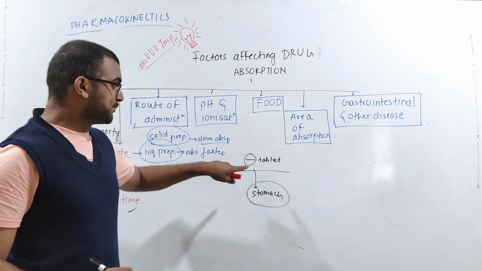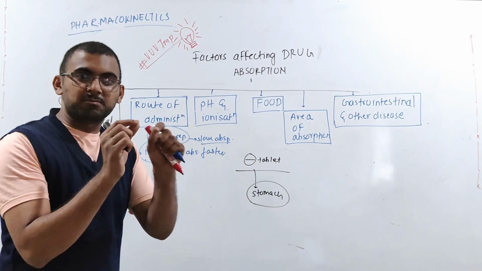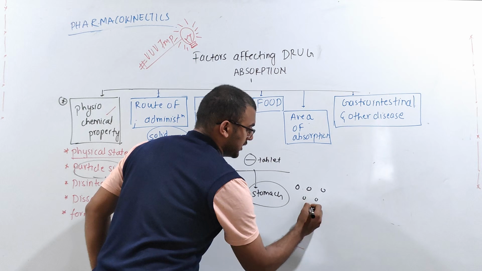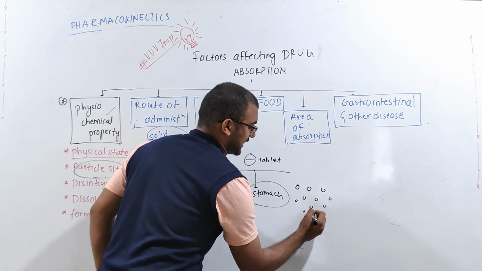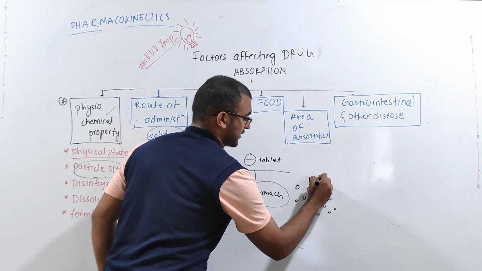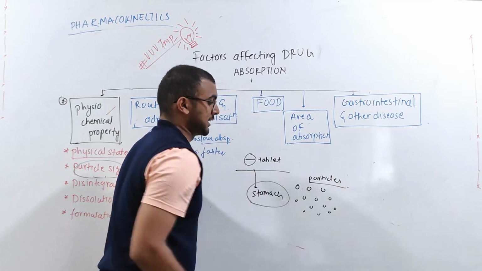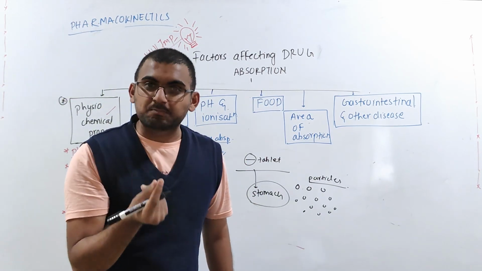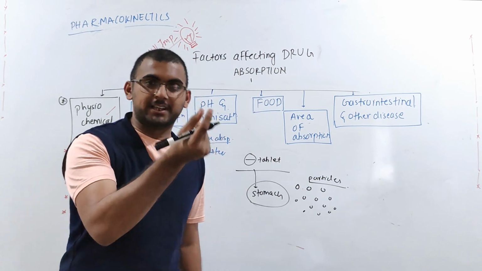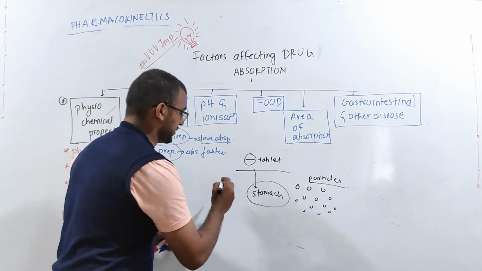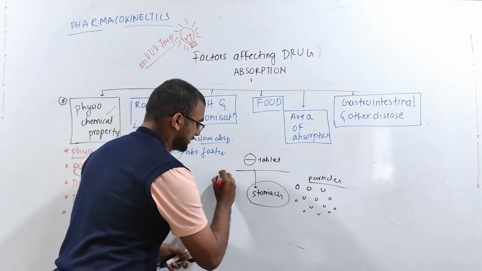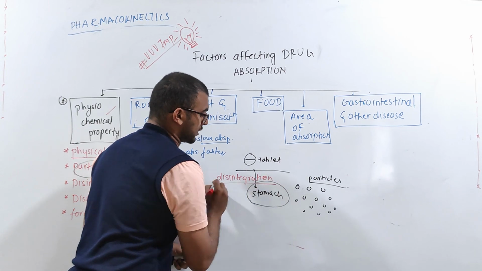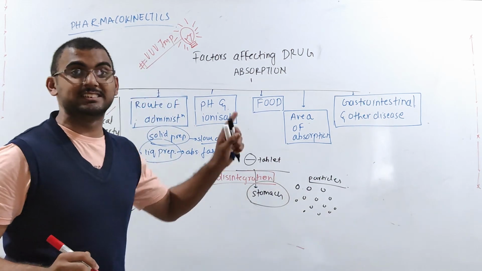Now what will happen? This tablet will start breaking down into solid particles, or the size reduction will happen. The tablet is going to get converted into particles. So this process, breaking down of the tablet into smaller particles, is called disintegration. So it is very important to understand the difference between disintegration and dissolution.